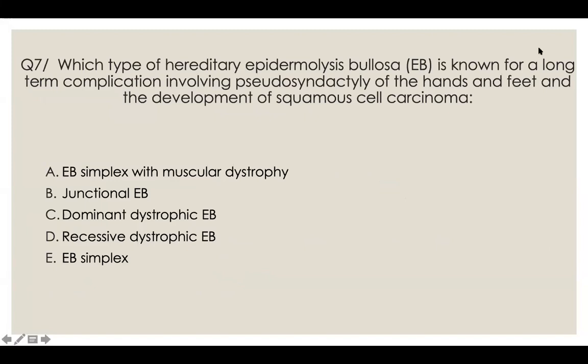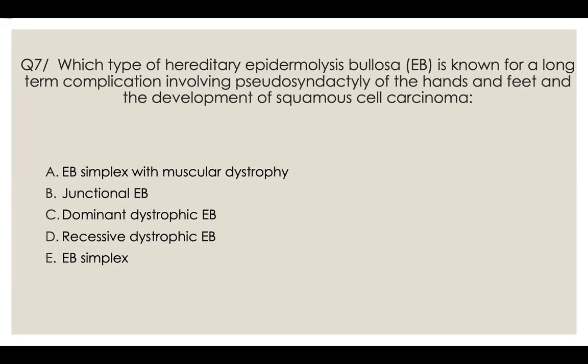Question 7. Which type of hereditary epidermolysis bullosa is known for a long-term complication involving pseudosyndactyly of the hands and feet and the development of squamous cell carcinoma? Is it EB simplex with muscular dystrophy, junctional EB, dominant dystrophic EB, recessive dystrophic EB, or EB simplex? I guess that only Dr. Mishal Jawahar and Dr. Amy are answering, so we have to get lots of you to wake up. And yes, that is the correct answer.